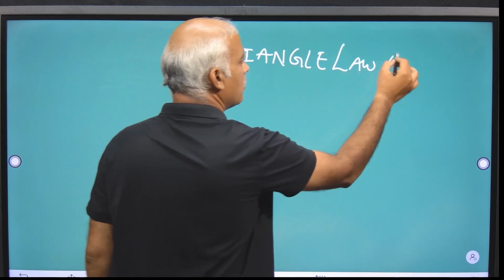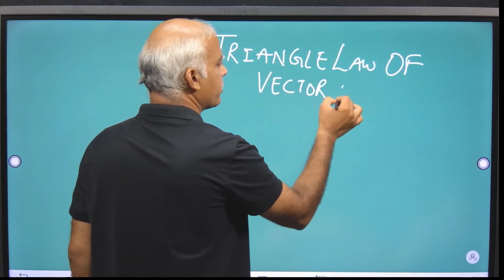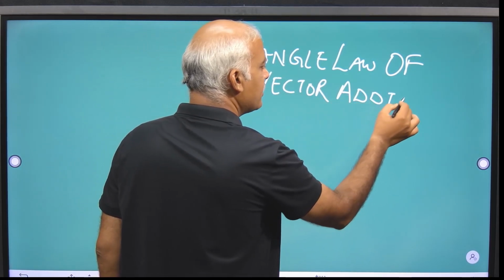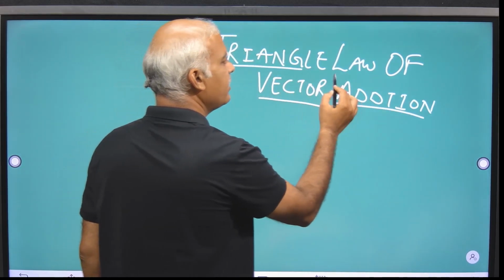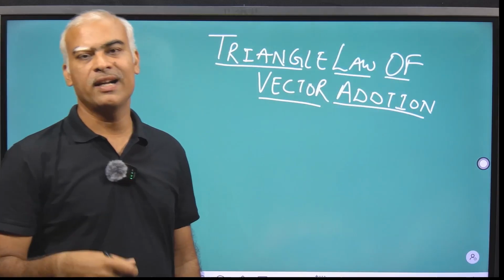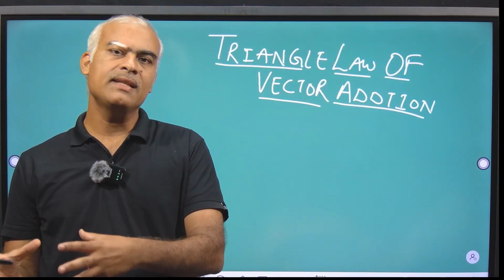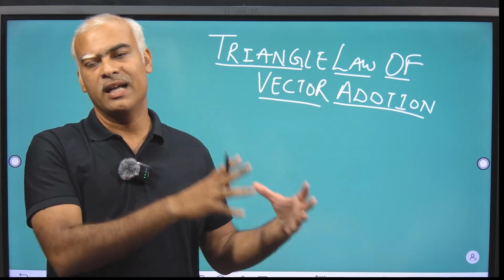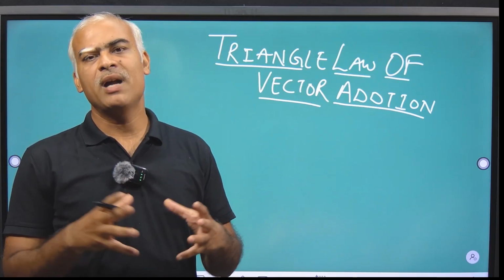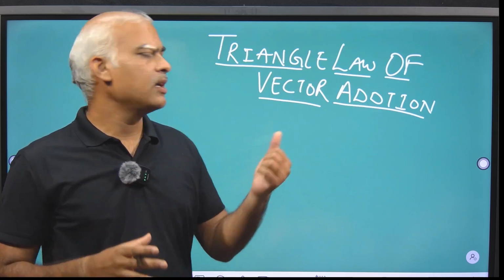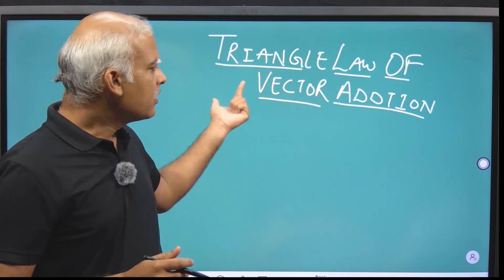Triangle law of vector addition. This is the fundamental thing one must know before learning how vectors get added. Now, we were talking about how vector quantities are those quantities with direction and magnitude. How are we adding the quantities, and how is it different from adding two numbers? How can we define the addition of two vectors?